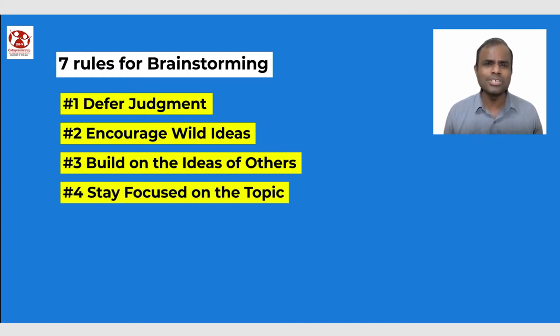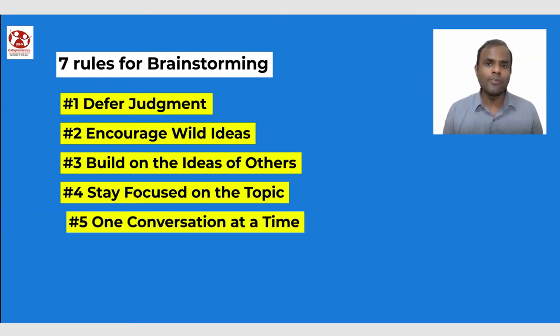Try to keep the discussion on the target and do not deviate from it. Small amount of divergence is good, but always be clear about your ultimate purpose for this very discussion. Rule number 5, one conversation at a time. Allow each member who has started a conversation to complete it before you start a new one. This can be difficult, especially if your group members are very creative. So remember, always allow one person to complete his idea before you allow someone else to share theirs.